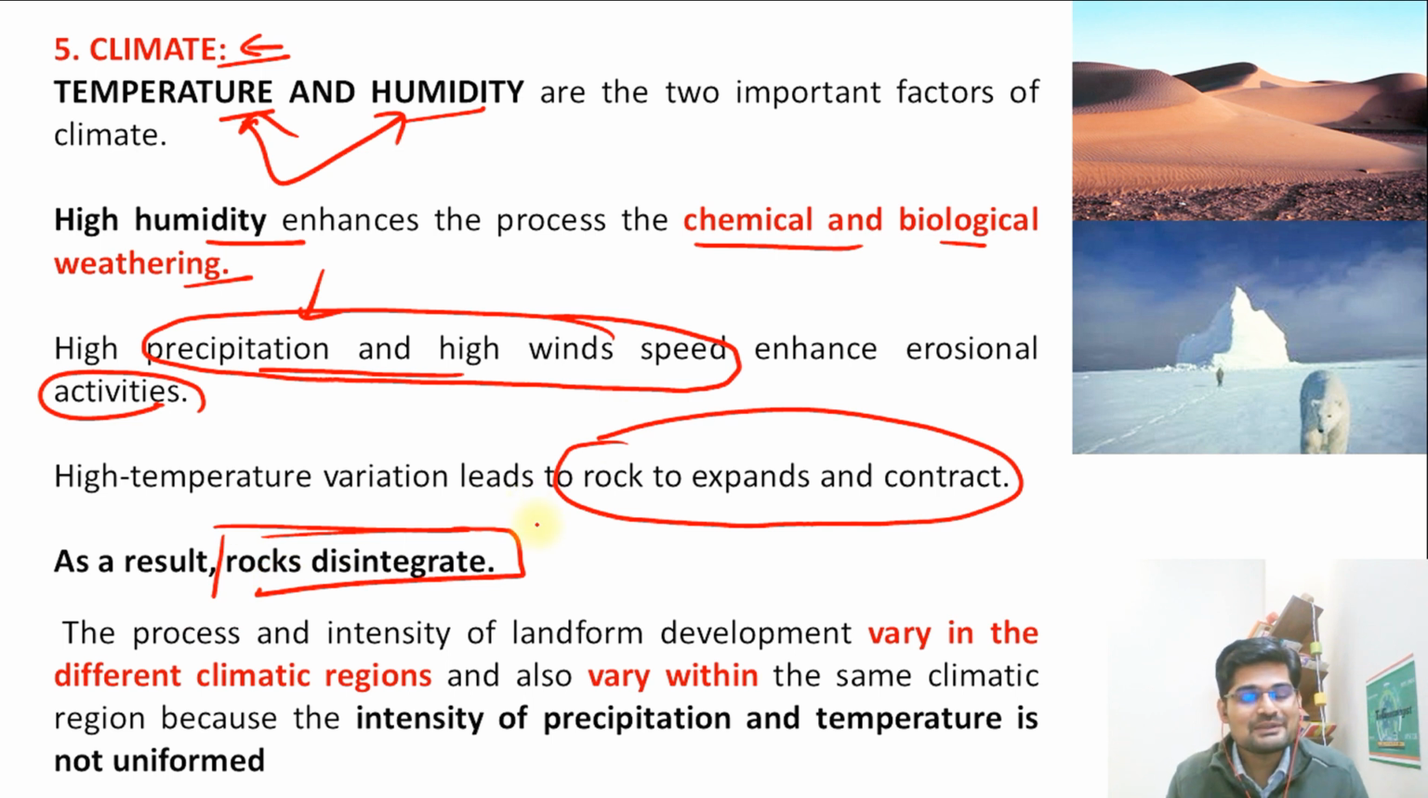So climate itself, as an external factor with its agents like temperature and humidity fluctuations, becomes one of the major driving or controlling factors. The process and intensity of landform development vary in different climatic regions because of this factor. Different climatic regions will have different kinds of landforms according to the intensity of precipitation and temperature, which is not uniform across the surface of the earth, as we know.